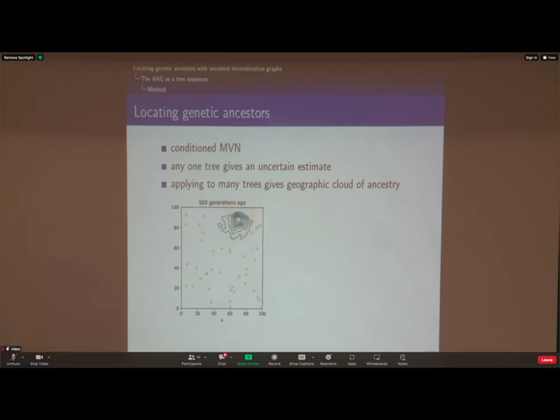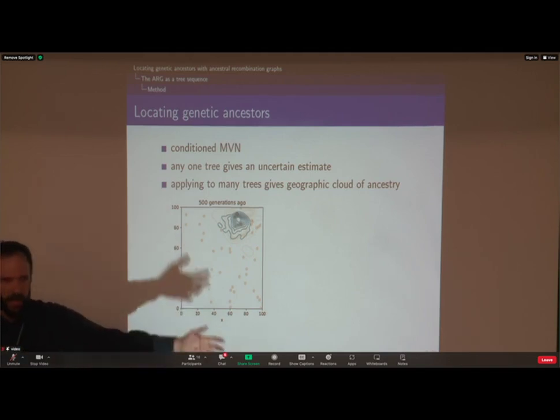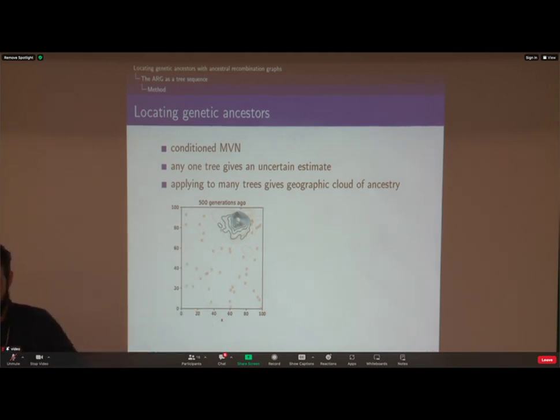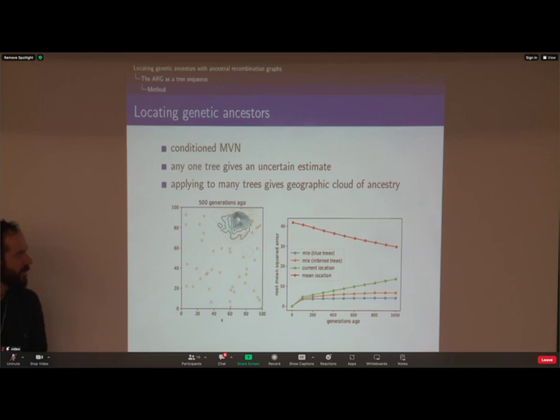But again, the power of our approach is that we're not dealing with a single tree, we're dealing with thousands of trees across the genome. And so we can apply this to many trees, getting thousands of ancestor locations, and then plot the distribution of those ancestor locations. And that's what I'm doing here for this blue sample with this contour plot. In blue is where we infer the ancestors to be 500 generations ago. And in gray, you can maybe see in the background, is the true simulated ancestor location. So we're tracking roughly where the majority of the ancestors are.